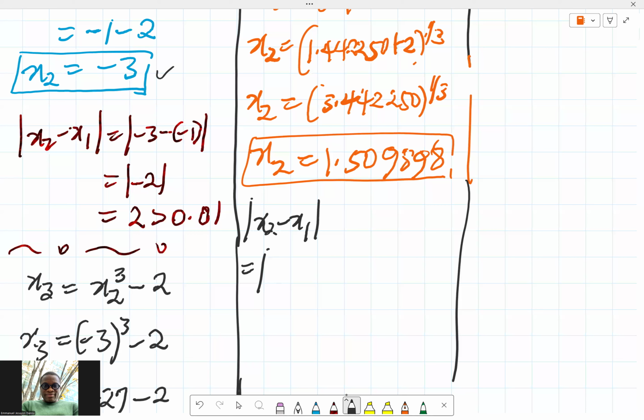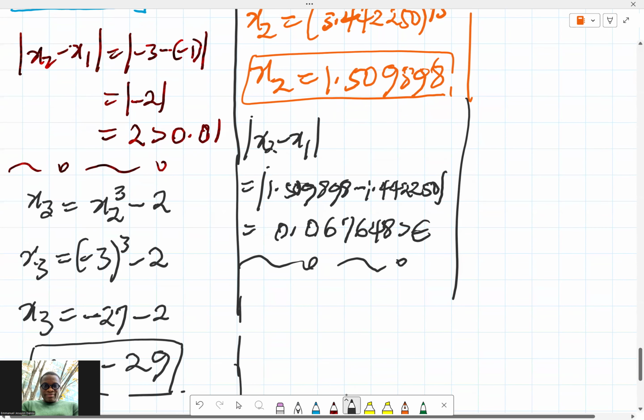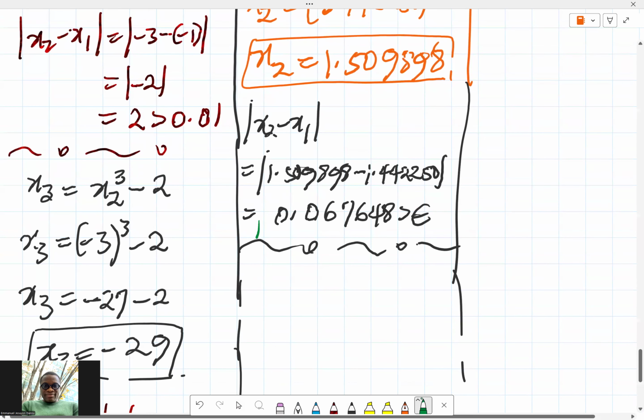So this is the absolute value of x2, which is 1.509898 minus x1, which was 1.442250. So that's equal to 0.0674648. Now this is looking hopeful. At least it's getting reduced, although this is still greater than epsilon. It's looking like we're on the right track with this one, but we have not arrived. So iteration still continues.